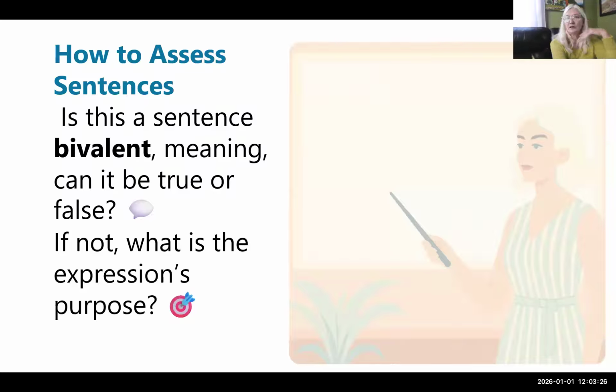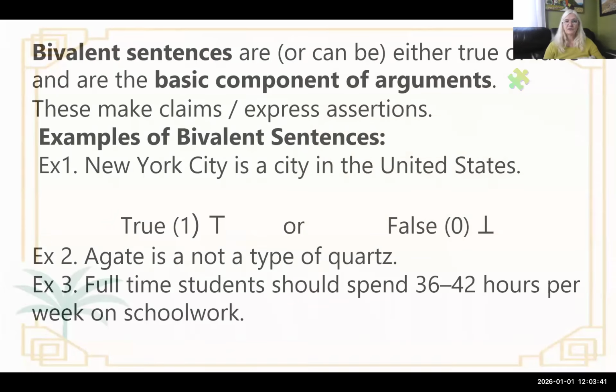Last lecture, we talked about the thought itself expressed as both subject and predicate put together to make the claim or the proposition. Now we're going to get into that even more. A bivalent sentence is a sentence that is or can be either true or false. These are the basic components of arguments. These make claims and they express assertion.